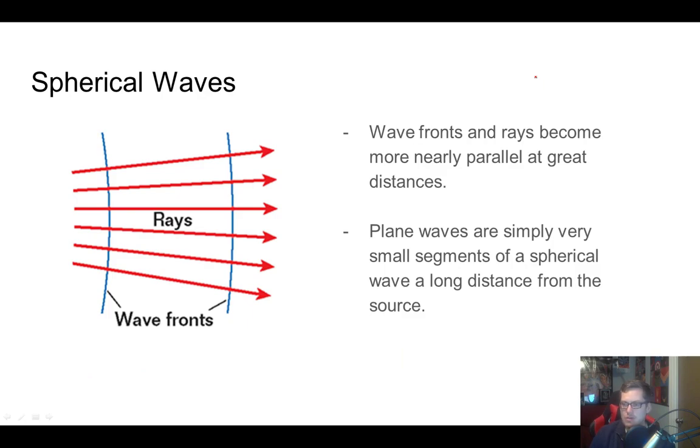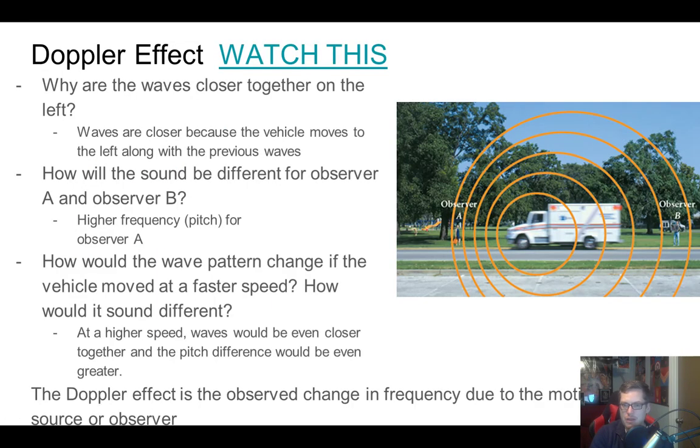The idea is that when you're far, far away, you don't really think about them as circles like we do when we're close to the source. You think of them more as plane waves, just straight, flat waves like you do in geometry. Remember, a plane in geometry is a flat two-dimensional surface. So that's how we kind of think about it.